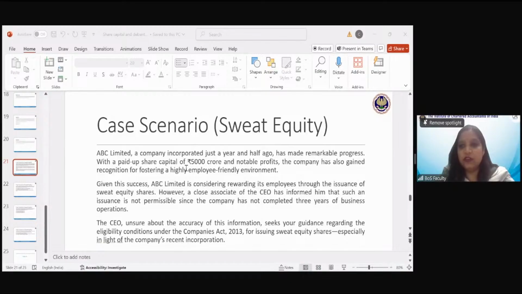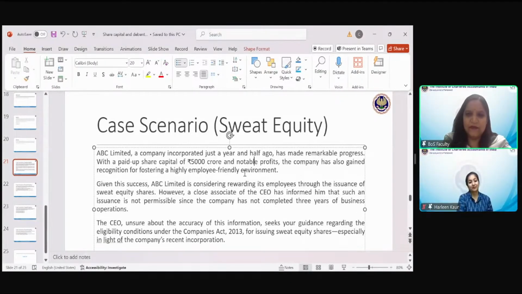Okay. So students, just read this case scenario. It is a very small case scenario for you guys. Just read it. It's 8:32 right now. Just read it, and then at 8:34, I will start with the MCQs.